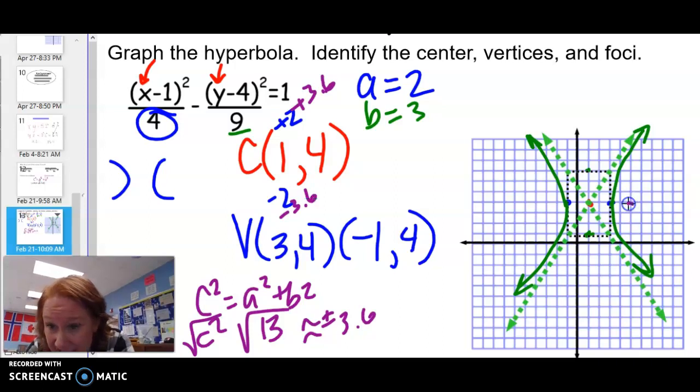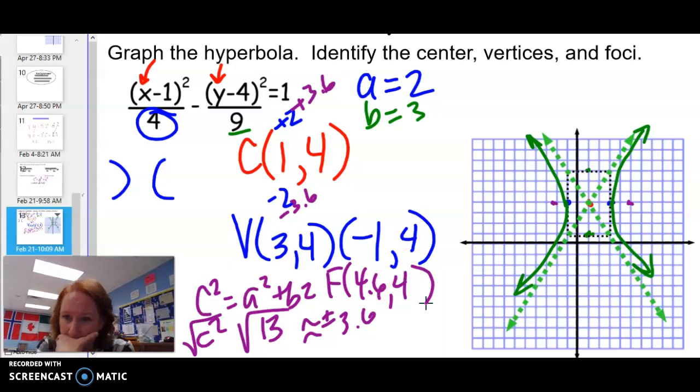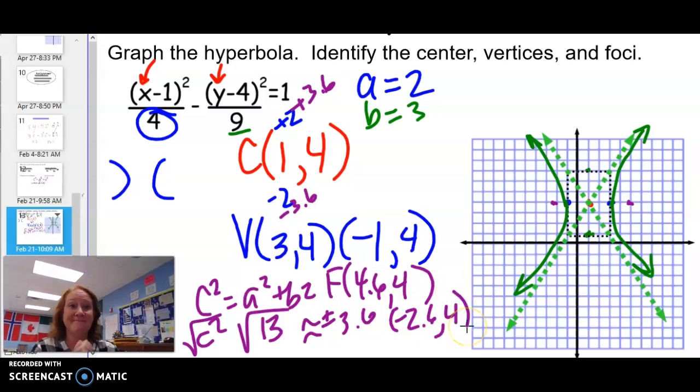Right about there. That's not so good, but do the best I can. And so I can write those points as, so my foci are at 4.6 and negative 2.6 as well. Yahoo! Oh, I love conic sections. These were the hyperbolas.